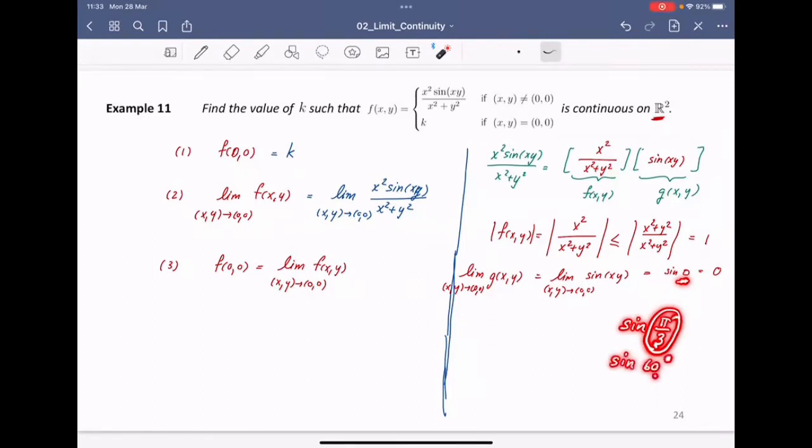So we are not going to use sine 60 degrees. Well, we're going to learn integration soon. And when you learn integration after Songkran, I'm going to use radians always.